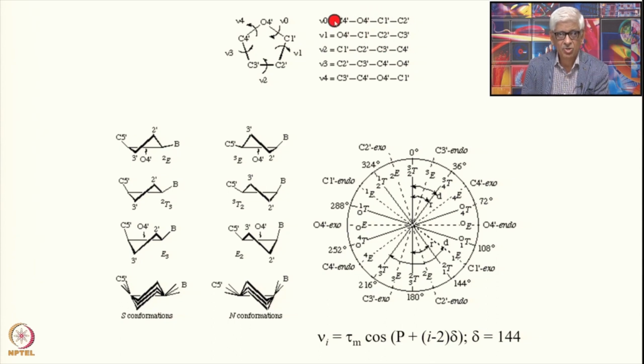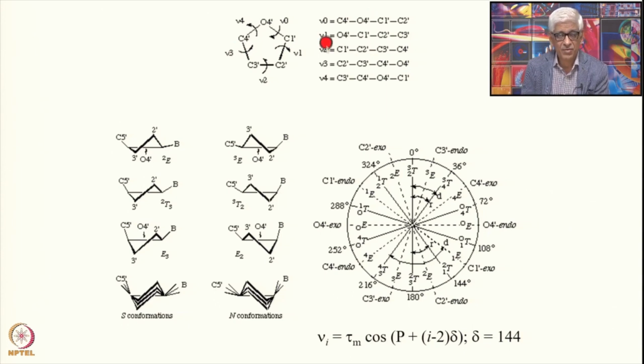angle. So these are also called dihedral angles, because these define the angle between the two planes formed by these groups. C4 prime, O4 prime, C1 prime, these atoms form one plane, and O4 prime, C1 prime, C2 prime, these form another plane, and it is the angle between these two planes that defines the dihedral angle, or it is also the torsion angle around this.